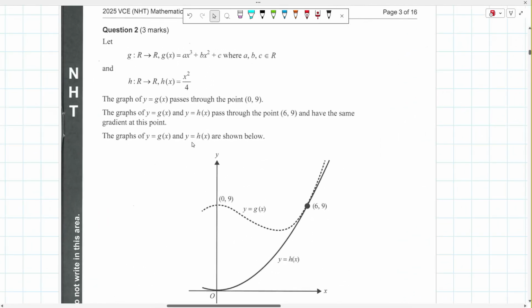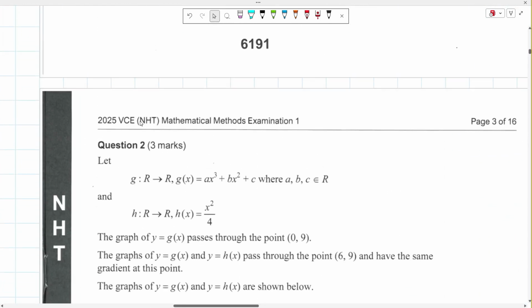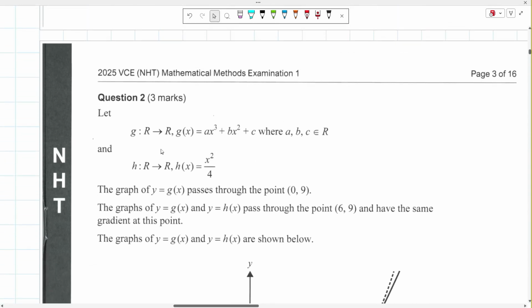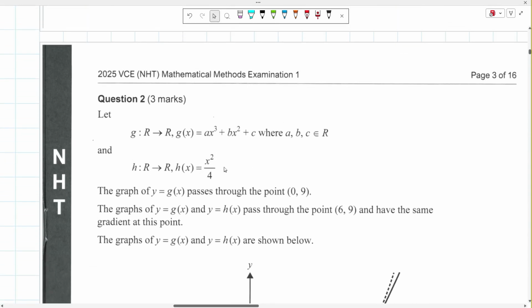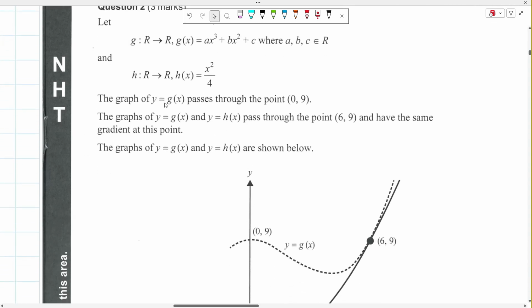Next one is 3 marks, right? So let's read through this carefully. Let g of x equal ax cubed plus bx squared plus c, where a, b, and c are all real numbers. Right, so this is a cubic graph here. And h of x is equal to x squared over 4, so this is quadratic. The graph of g of x passes through the point 0, 9.